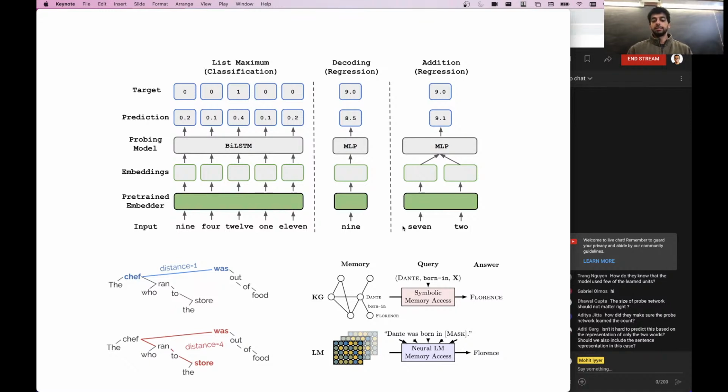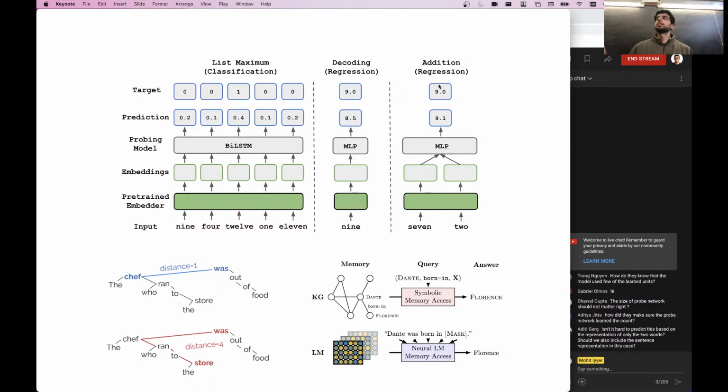I could give it two word representations of numbers, like 7 and 2. This is literally my input, and I would encode these with BERT or whatever. I would pass them into my classification network or regression network, and it would be trained to predict the sum of those two numbers. So if the output of the network is close to the actual sum of the two numbers, I could determine that the model has kind of learned to do addition.